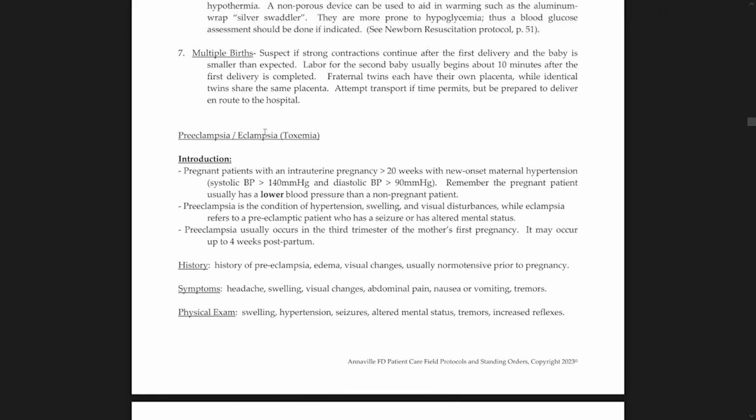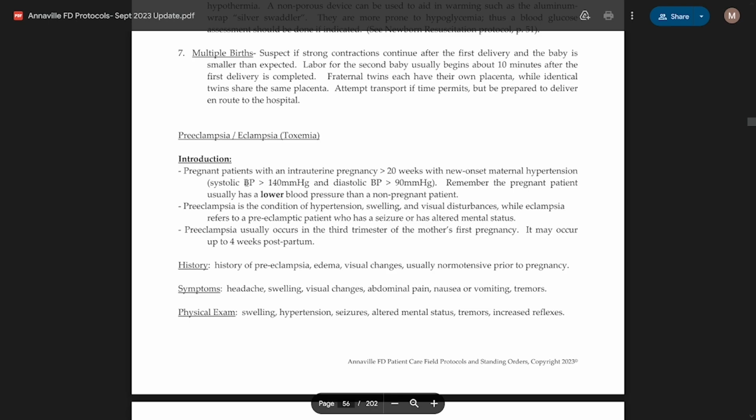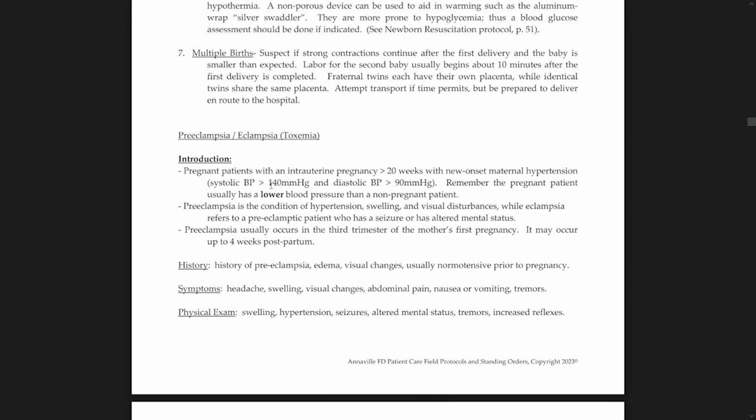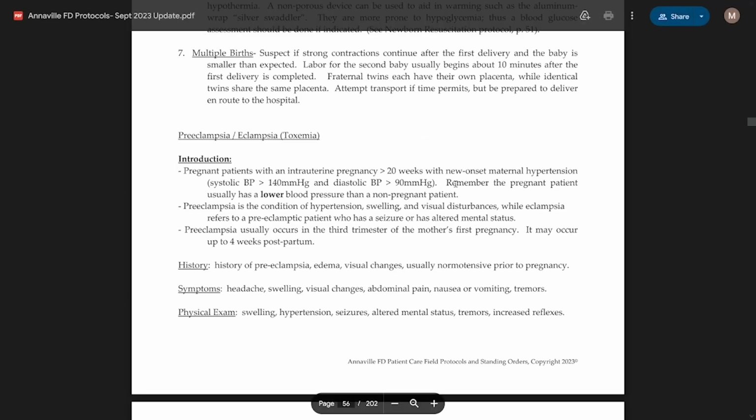For preeclampsia or eclampsia, which is also known as toxemia. For the introduction, this applies to pregnant patients with an intrauterine pregnancy greater than 20 weeks with new onset of maternal hypertension, a systolic blood pressure greater than 140 millimeters of mercury, and a diastolic greater than 90 millimeters of mercury.